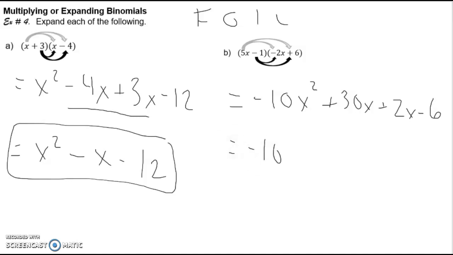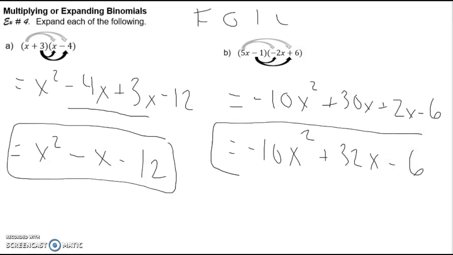Negative 10x squared. But if we look at the next part, we have 30 x's and then we have 2 x's. So that means that we can actually add these two together. So 30 x's and then adding 2 more x's gives us a positive 32x. And last but not least, we have a negative 6. There's no other numbers in here, so it's left all by itself. So we just have negative 6.